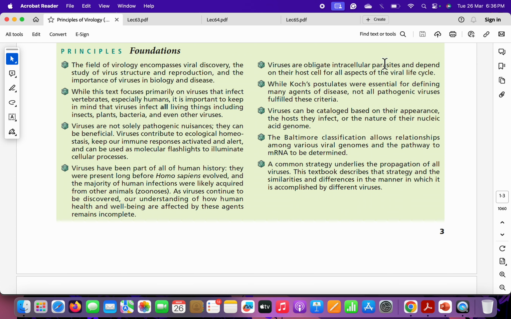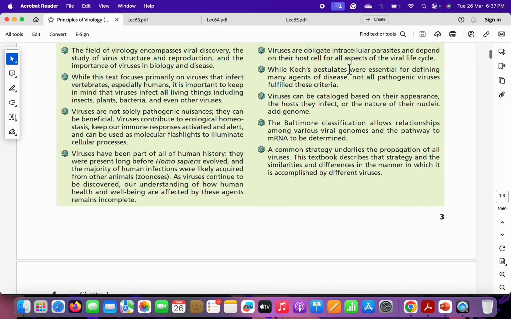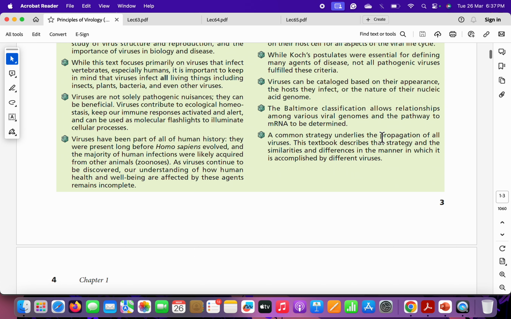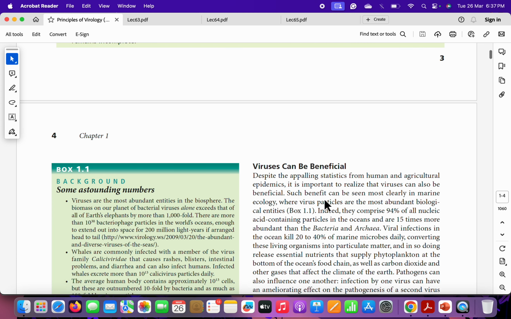Viruses are obligate intracellular parasites and depend on their host cell for all aspects of the viral life cycle. While Koch's postulates were essential for defining many agents of disease, not all pathogenic viruses fulfill these criteria. Viruses can be catalogued based on their appearance, the host they infect, and the nature of their nucleic acid.